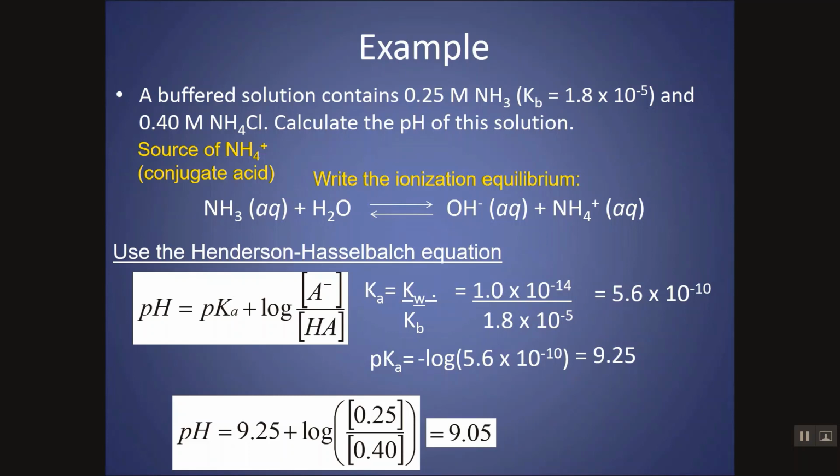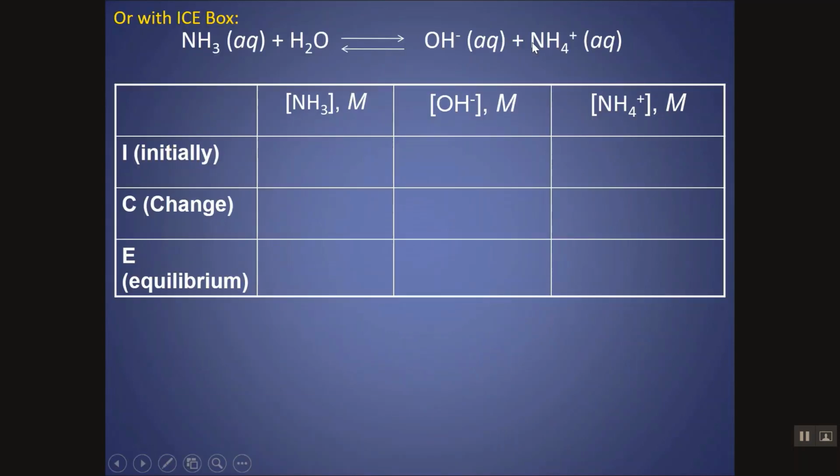If you want, you can do this just as any other common ion problem with an ice box. I can take this ionization reaction, and I don't care about water because it's a liquid, and I can put in my initial 0.25, 0.4. So notice it's just like a weak base problem, except I have some conjugate acid present too. It's like one of those common ion problems where I don't have 0, 0. I have a source of my conjugate.